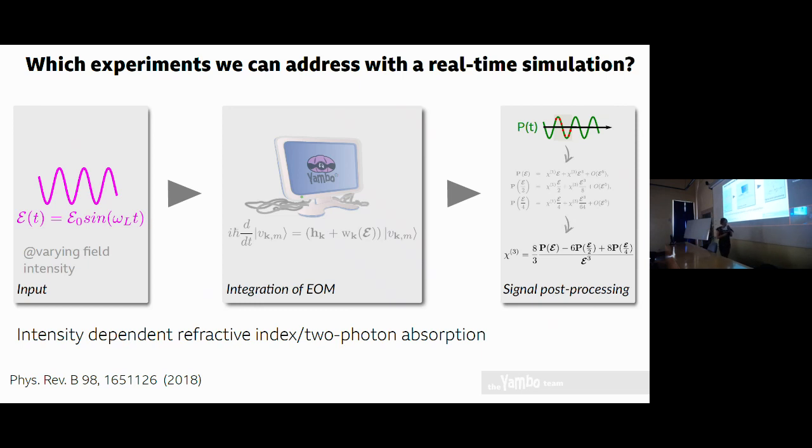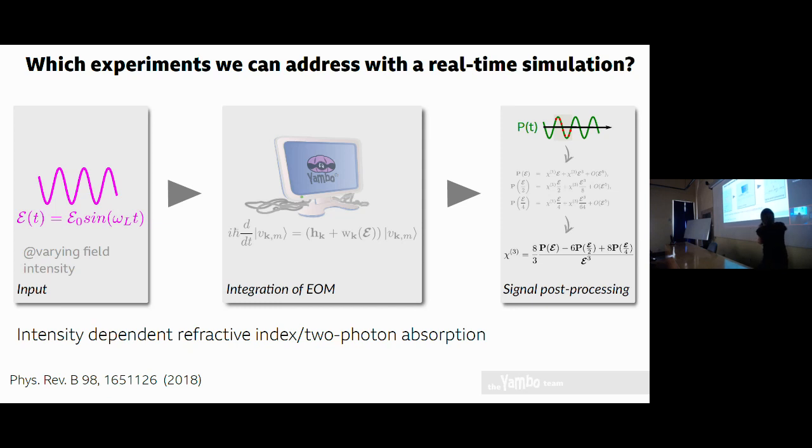And we can also look at third order processes like the intensity dependent refractive index, that in the resonant case is also sometimes called the two-photon absorption, if you take the imaginary part of the third order susceptibility. So this is similar. We just input a monochromatic field but we vary the field intensity.